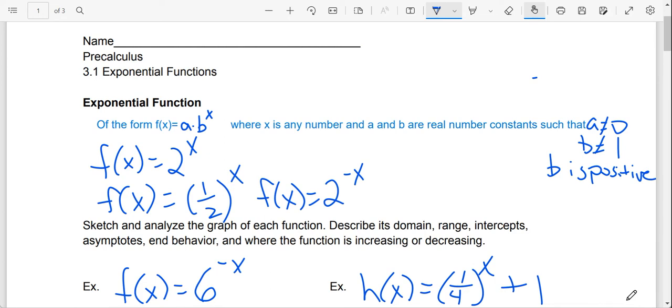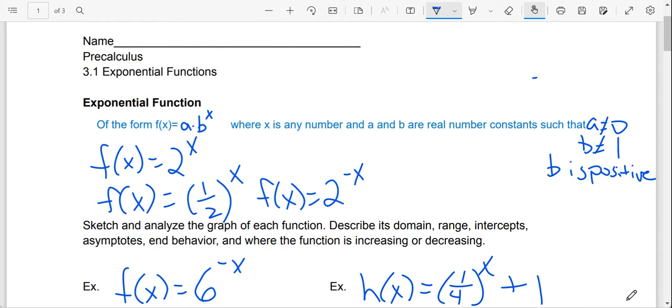Hello, everybody. 3.1, exponential function. So, little change of pace here in this chapter. It's definitely one of my favorite chapters of pre-calc if I had to rate them. And I think it'd be a good time to start by saying what is an exponential function.